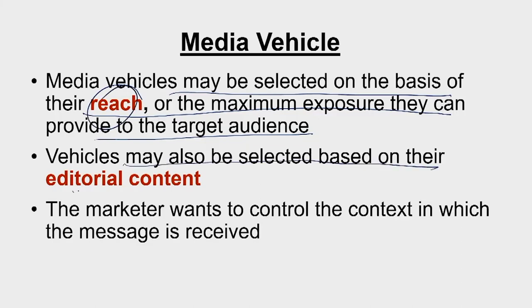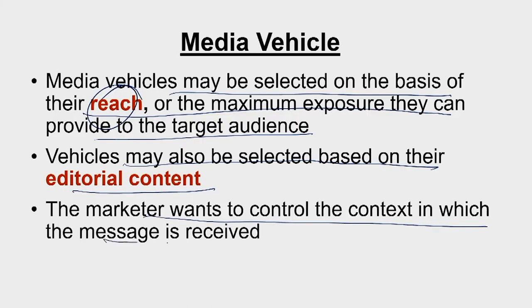Also, vehicles may be selected based on editorial content. What is the editorial content? If the editorial content is of emotional appeal, not matter-of-fact, not very explicit, not very intellectual, then a different kind of vehicle is used than if it is of highly intellectual content. Messages which are highly intellectual in nature use newspapers and magazines. But if the message contains editorial content which is not that intellectual, then radio or television can be used, or the internet. Now, the marketer wants to control the context in which the message is received, because the context has a lot of role to play. Frequency is another factor.